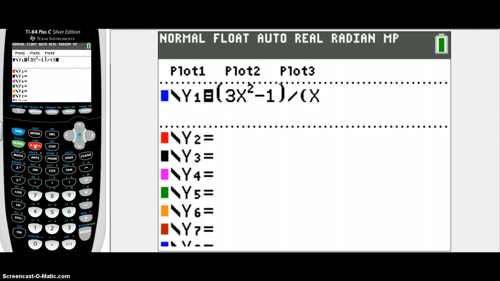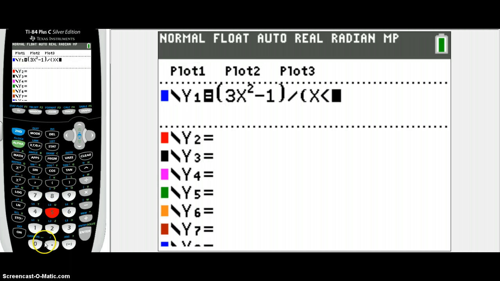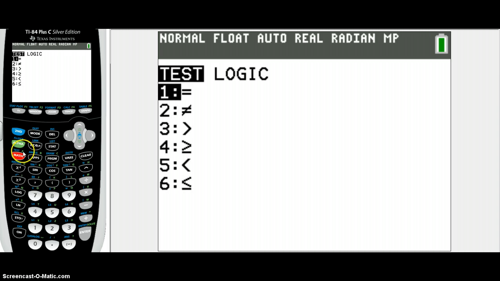To get to less than 1, you need to hit second, then the math button, and there are all of your symbols. So I'm going to pick 5 here, close my parentheses, and then I'm going to do the same thing on the next line for the other piece. So x plus 2 divided by, in parentheses, we want x is greater than or equal to 1.